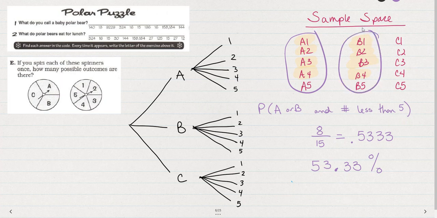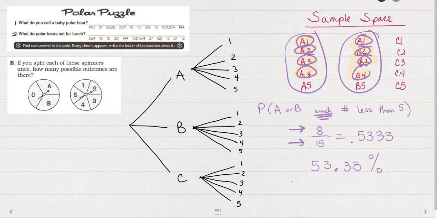That's 10. But also, and a number less than 5. So that's a 1, 2, 3, 4. That's these 4 and these 4 for a total of 8, out of all the possible outcomes, 15.